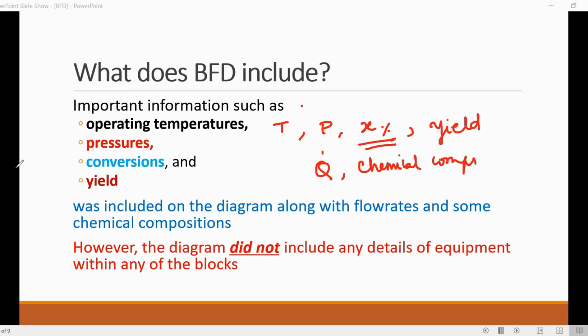But what does it not include? The block flow diagram does not include any details of the equipment within any of the blocks. That means, suppose I have a block called tower. What is the height of the tower? How many trays are there? Is it a distillation tower or a pump or any other equipment? It is not saying anything. It is only just a block.